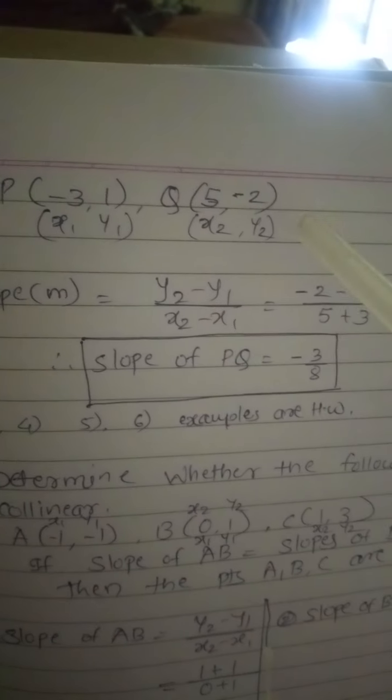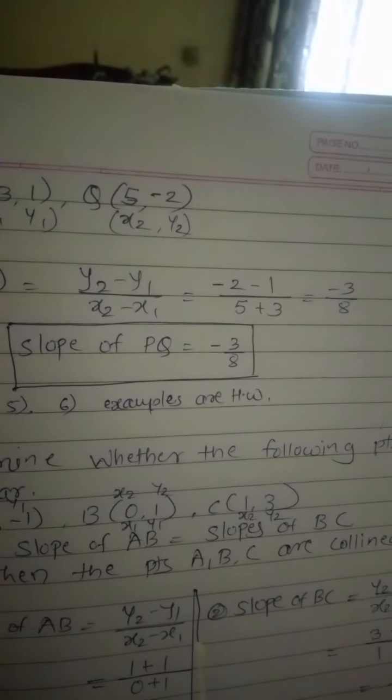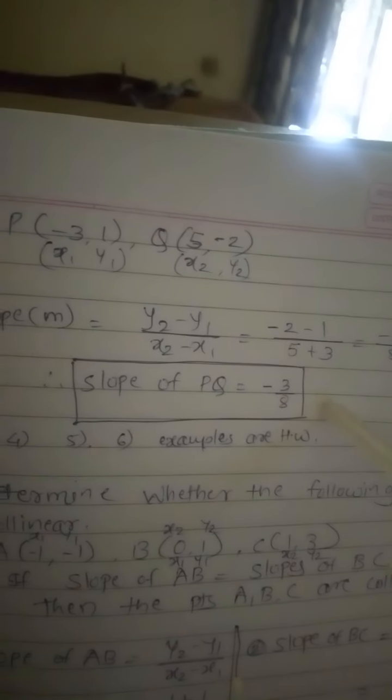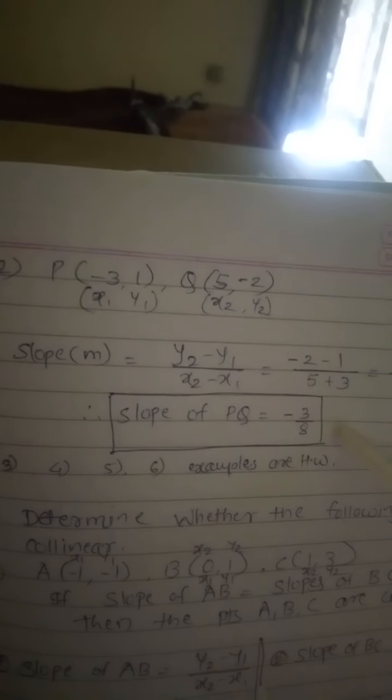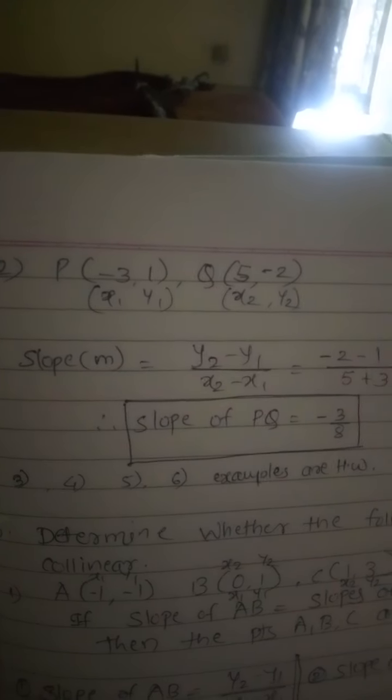In the same question, the second example, again you are given 2 points, P(-3, 1) and Q(5, -2). Again we consider them as x1 y1 and x2 y2. So the slope is y2 minus y1 upon x2 minus x1. Here we get minus 2 minus 1 upon 5 plus 3. So the answer is minus 3 upon 8, and hence the slope of PQ is minus 3 by 8. Question number 2 consists of 6 examples. Here I solved 2 examples and the remaining 3, 4, 5, 6 you have to solve at home.